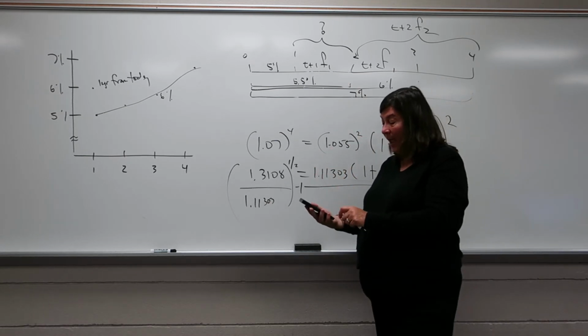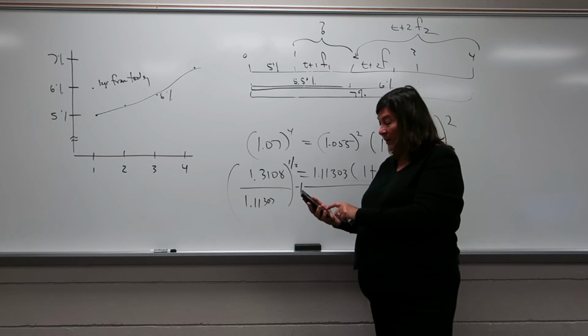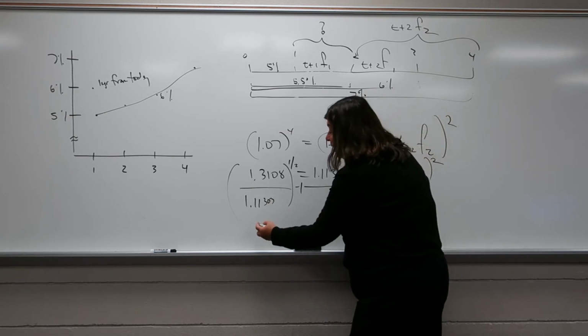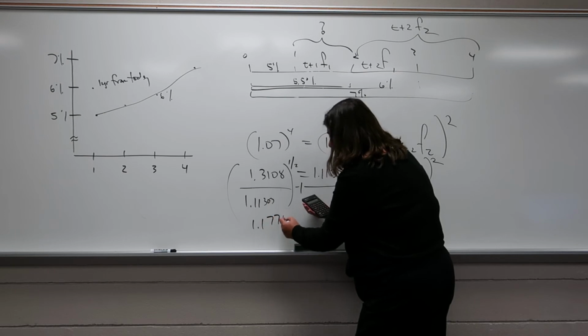So 1.3108 divided by 1.11303 is 1.17769. Now it's not 17%. I know that because that's way, way too big.